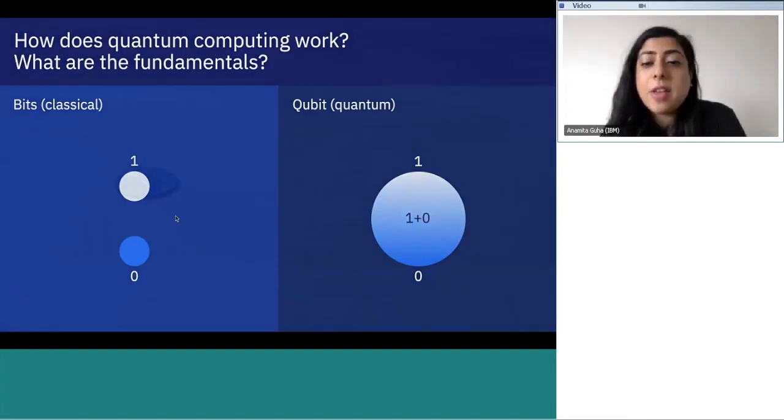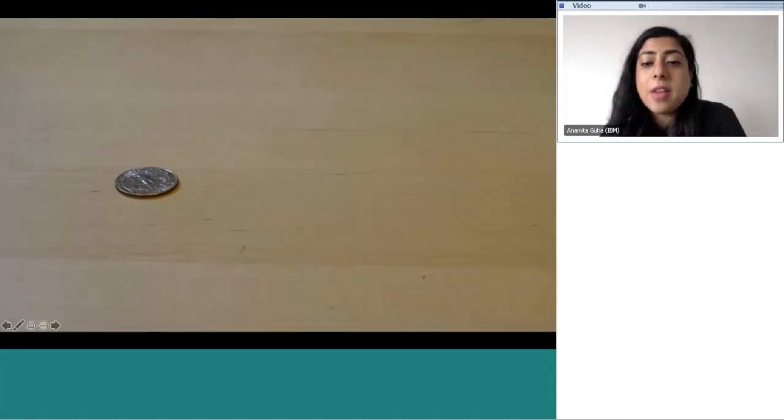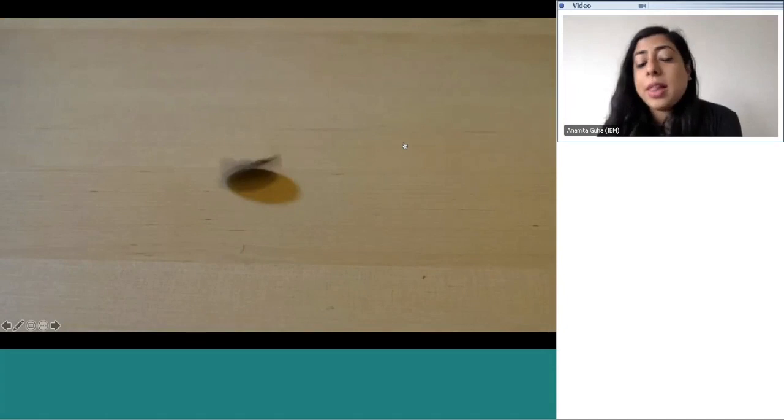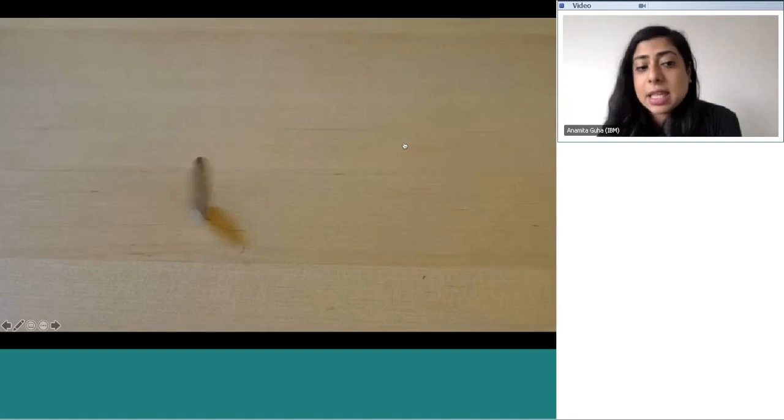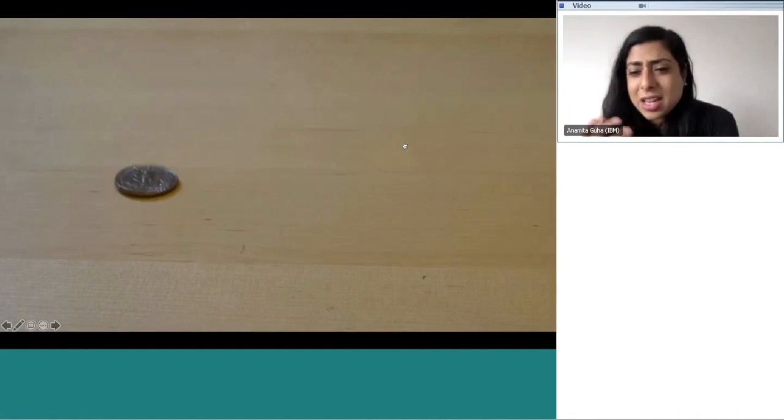Think of this as a coin. A bit is heads or tails. A qubit is while it's spinning: at the same time, you can think of it as heads and tails. It's living in two states at once, and that's how you visualize it.